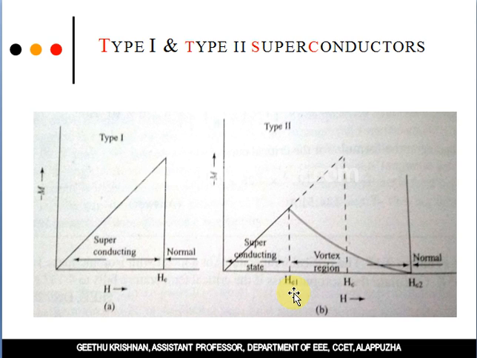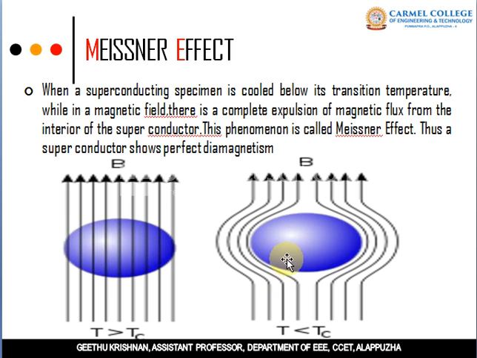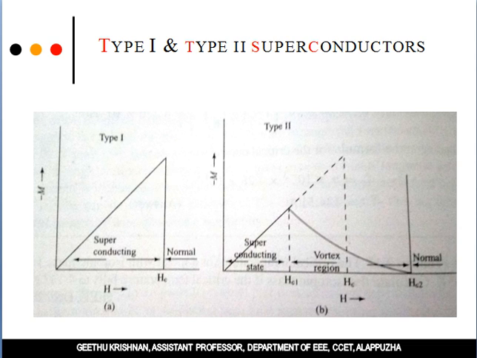First one is magnetization loss. In type 1, the material loses its magnetization suddenly, that is, it suddenly changes from superconducting state to normal state. But in type 2 superconductors, magnetization is lost gradually, that is, it changes from HC1 to HC2 in a mixed state, and after that it loses its magnetization. In the case of type 1, it exhibits complete Meissner effect, or acts as a completely diamagnetic material, and type 2 superconductor does not exhibit complete Meissner effect.